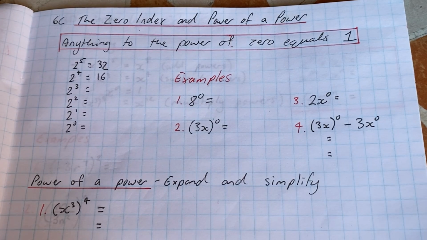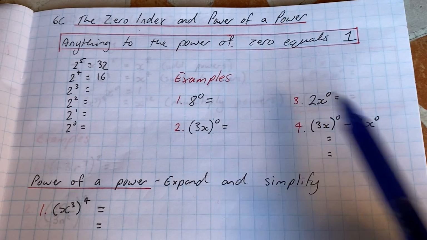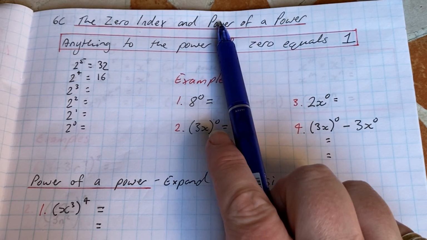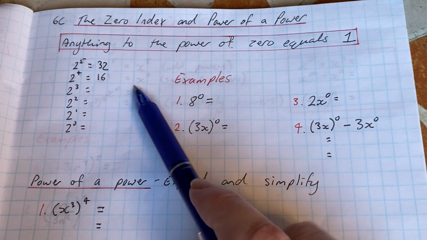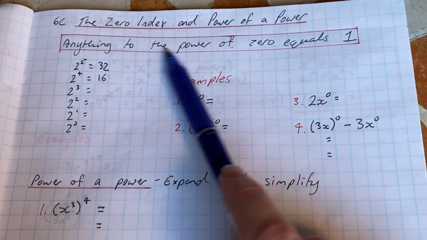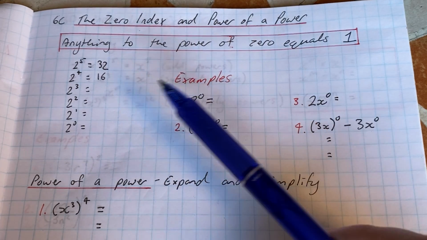Okay, exercise 6C is about the zero index and a power of a power. So this is talking about when you've got brackets. With the zero index, the rule is that anything to the power of 0 equals 1. Let's see what I mean by that.